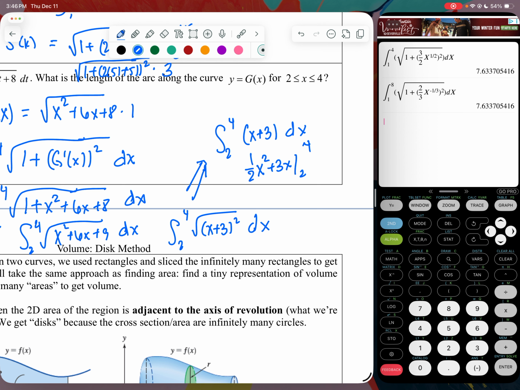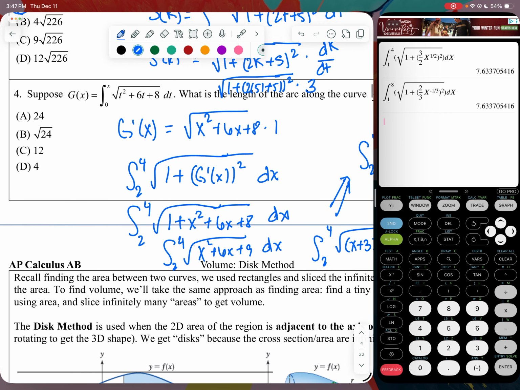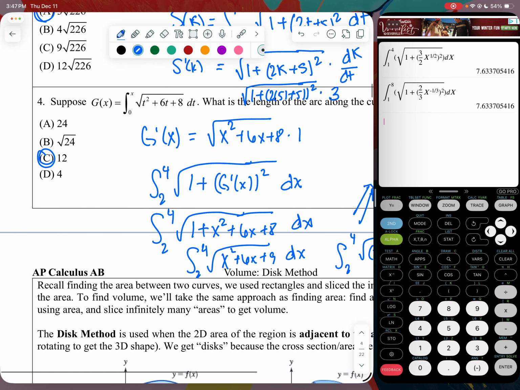And then once you do that, 2 plus 6 is 8, plus 12 minus 8 gives us 12. So our answer here is 12.